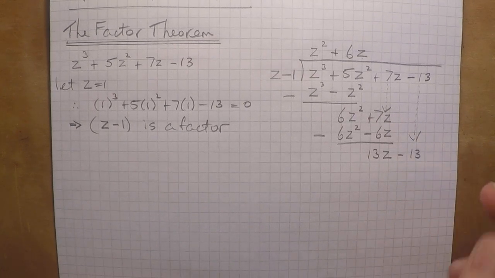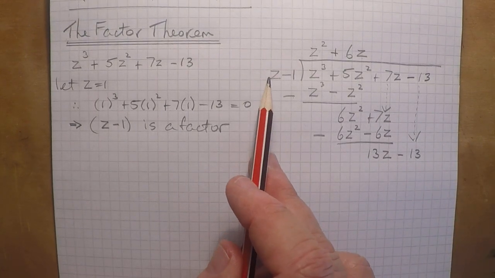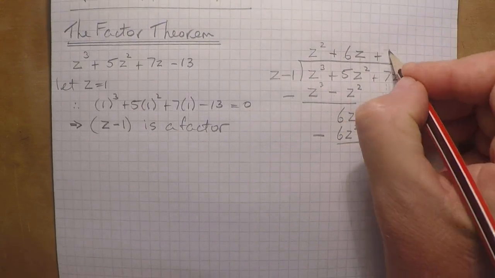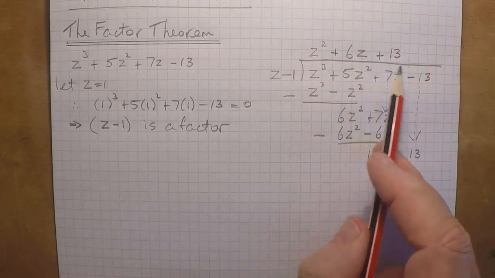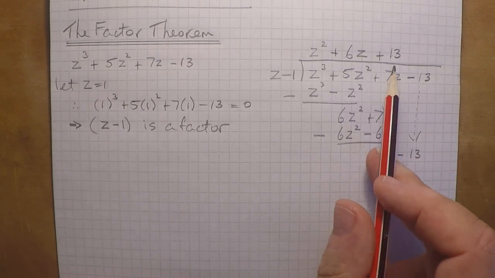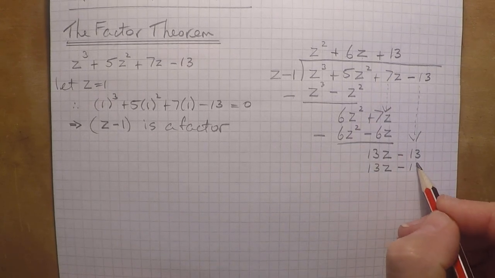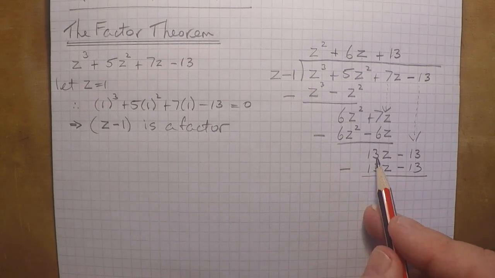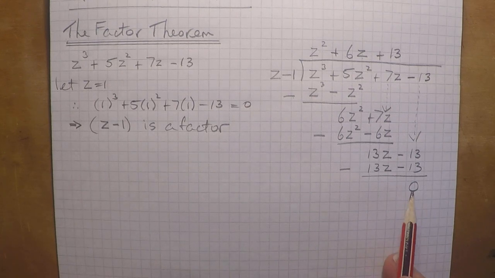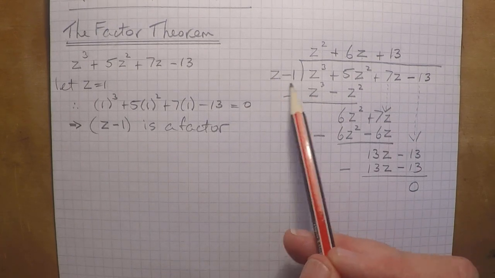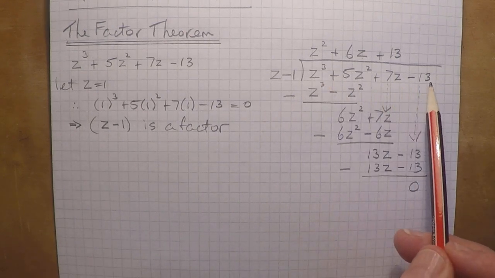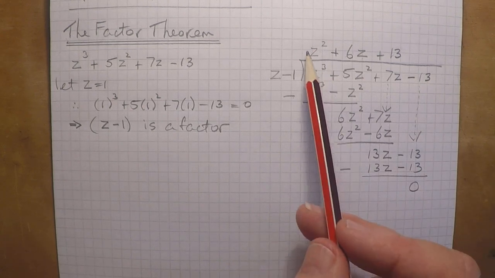minus 13. What would I need to multiply by z to produce 13z? That would be multiplied by positive 13. So positive 13 goes here. 13 times z is 13z. 13 times -1 is minus 13. This take this is nothing. This take this. Now the fact that we've ended up with nothing as a remainder tells me that that term, z minus 1, divided nicely, completely into this cubic to leave a quadratic term and nothing left.